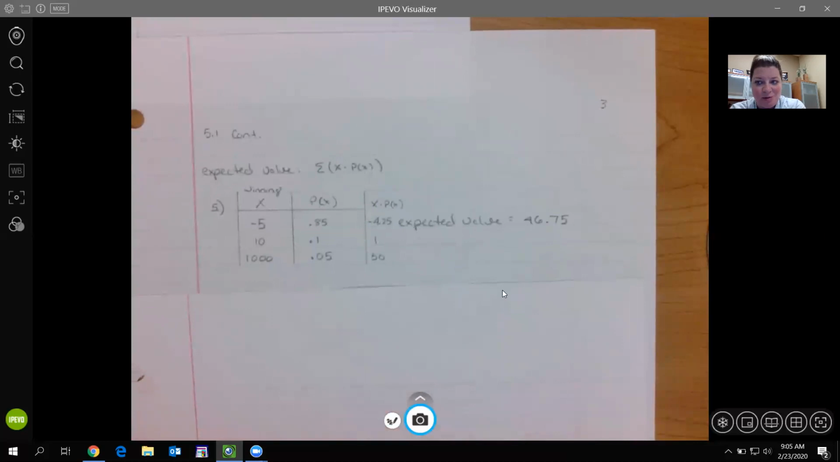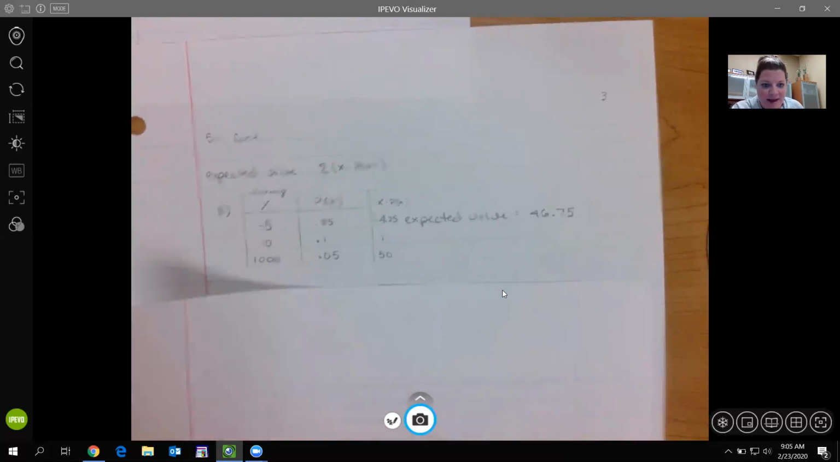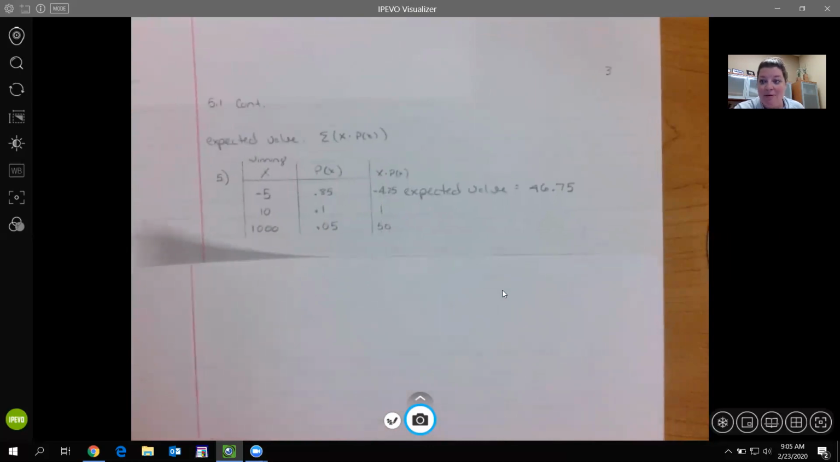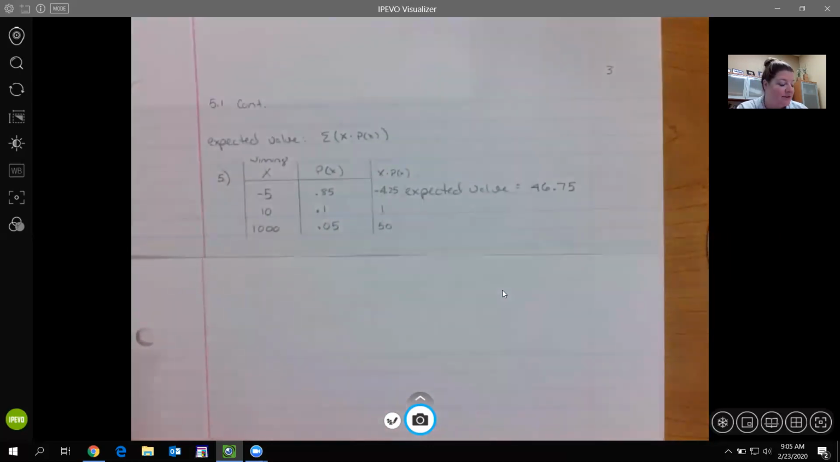$46.75. That's great. In a real situation, the expected value is negative a lot. So they're expected to get more money than they give out. It's how they still have gambling, right? They have to be able to win. The company or the casino has to be able to get money.